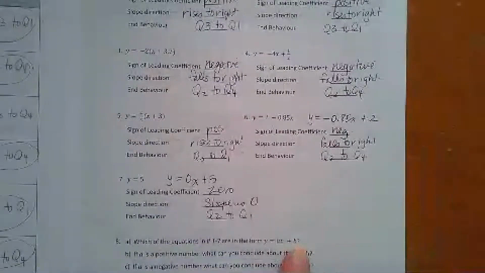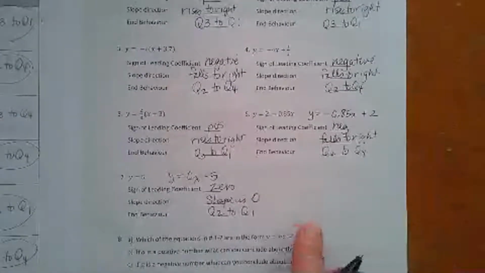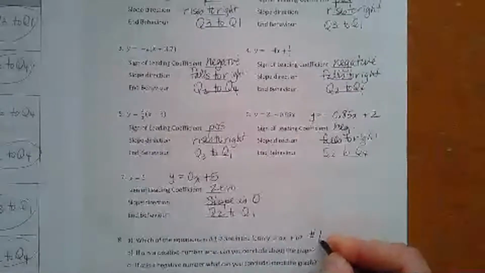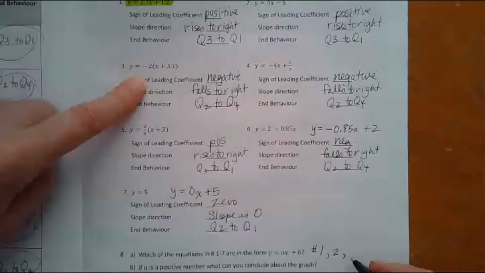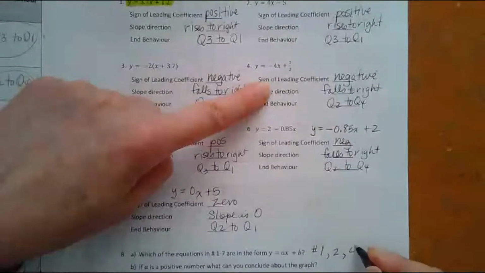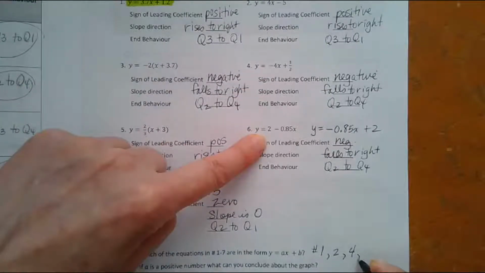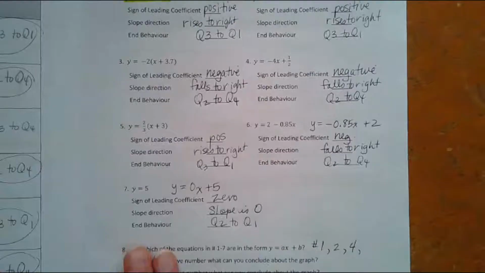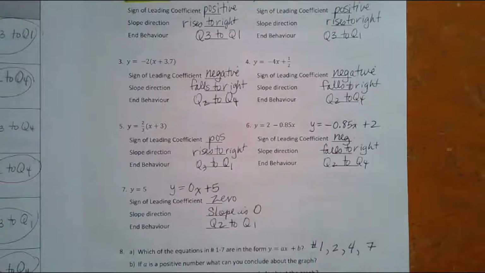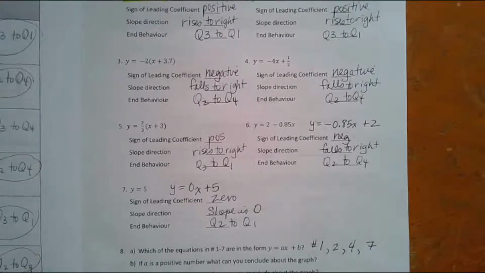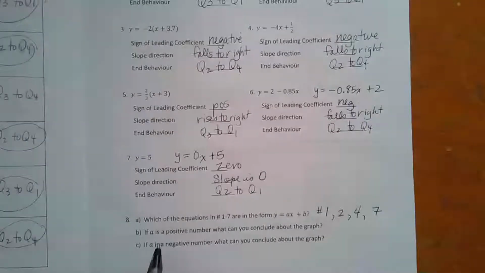Which of the equations are in proper form? Well, the ones in proper form would be what? Number 1, number 2, number 4, not number 5, it has brackets, not number 6, it's flipped. And I guess number 7 would also be technically in proper form. You don't have to write it, so it would be proper.